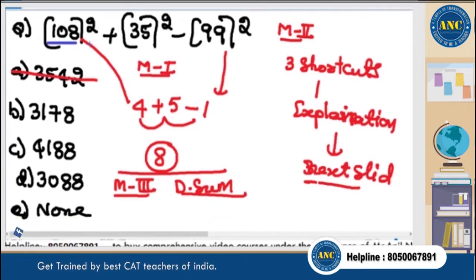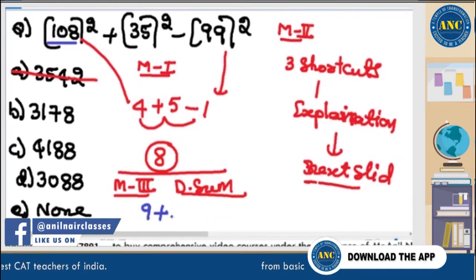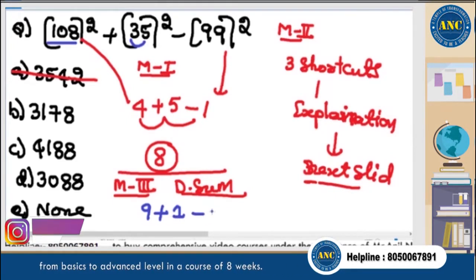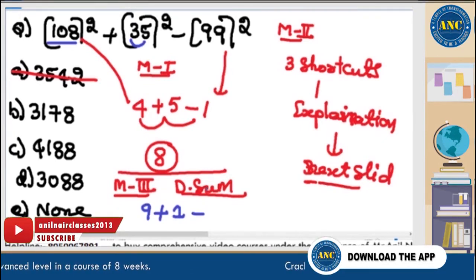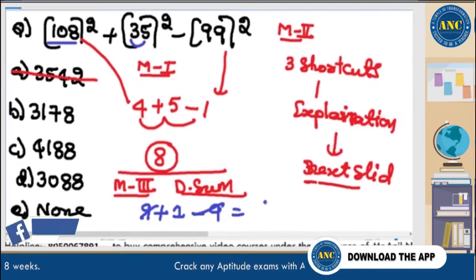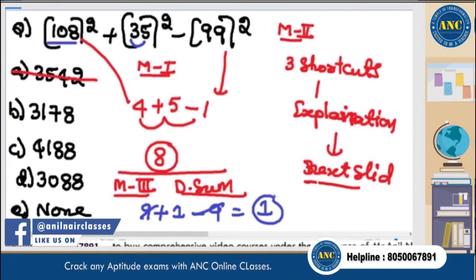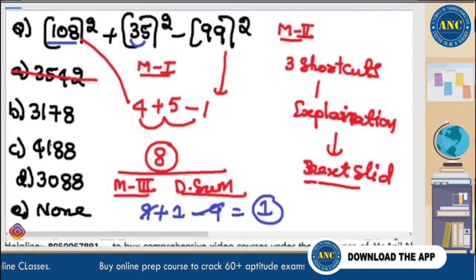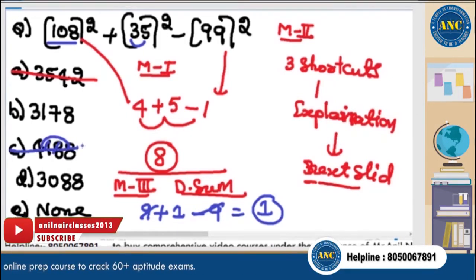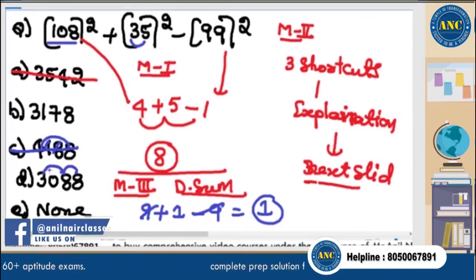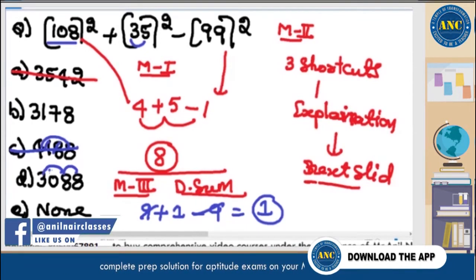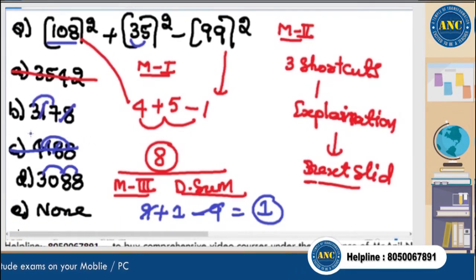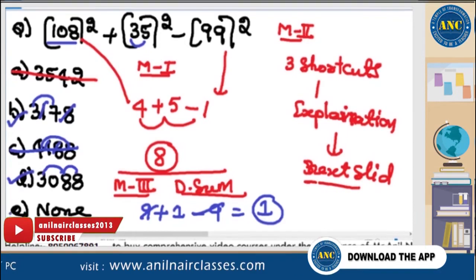108: 1 plus 8 is 9, 9 square is 81, 8 plus 1 is 9. 35: 3 plus 5 is 8, 8 square is 64, 6 plus 4 is 10, so 1. 99: 9 plus 9 is 18, 1 plus 8 is 9, 9 square is 81, so 9. 9 cancels, it is 1. The answer's digital sum should be 1. Checking the options: 3178 gives 3 plus 1 plus 7 plus 8, 19, and 1 plus 9 is 10, 1 plus 0 is 1. 4188 gives 8 plus 1 plus 8 plus 4, 9, eliminated. 3088 gives 3 plus 0 plus 8 plus 8, 19, digital sum 1. So if I use the digital sum, some options remain.